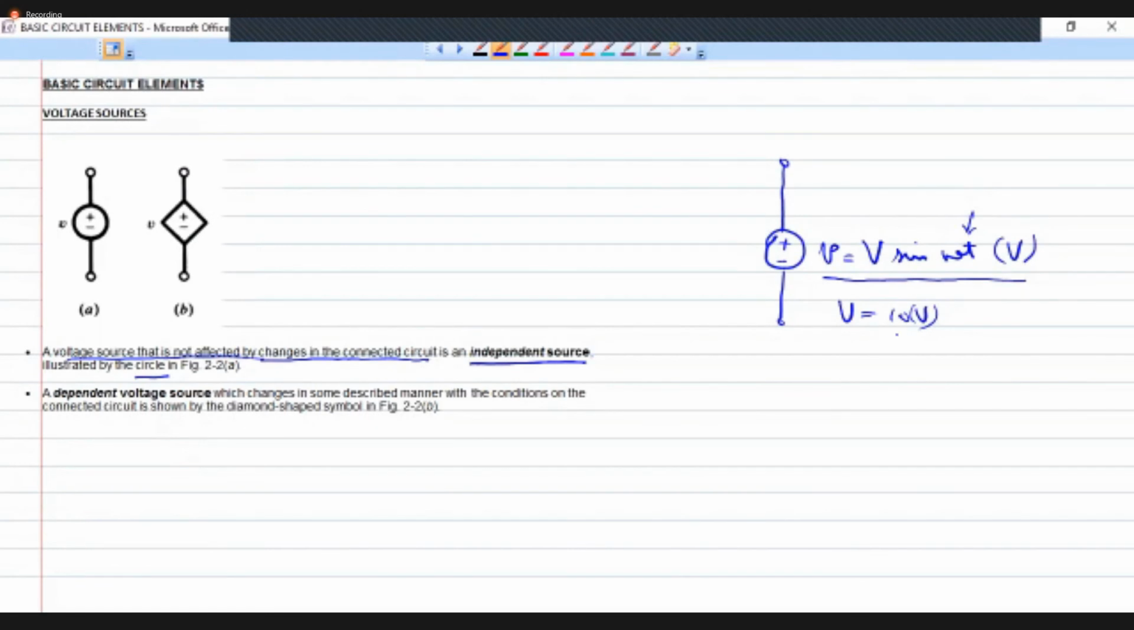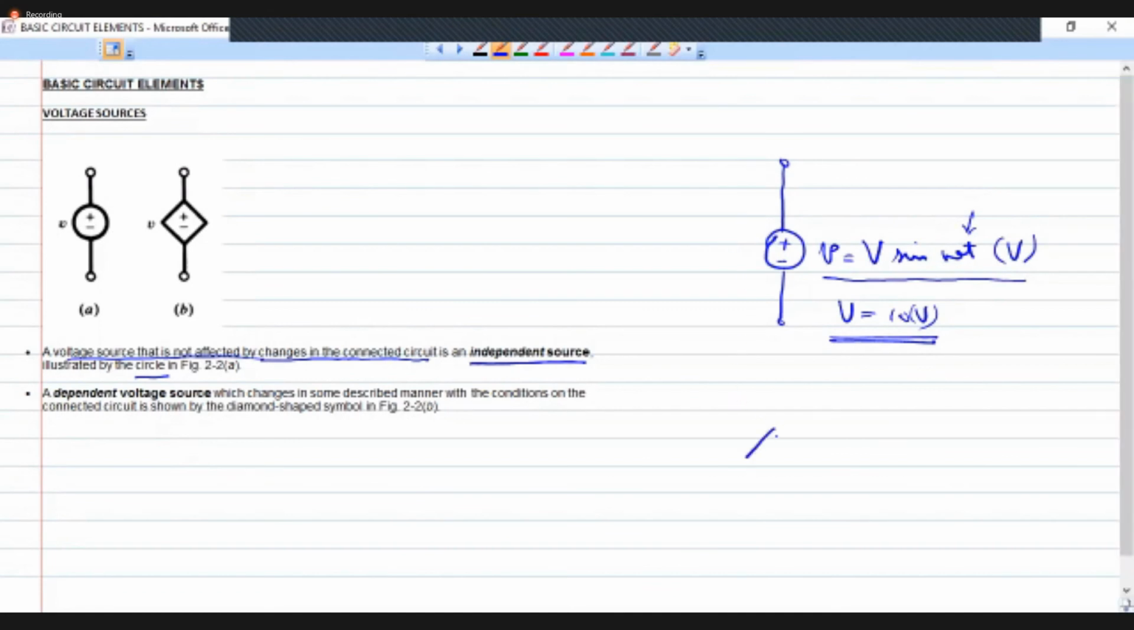Why did I write small v here? It's because I have written v as a function of time. So this is the instantaneous voltage, whereas this V is the steady state constant voltage, like a DC voltage. So when we draw a circle, it means that it is an independent source.